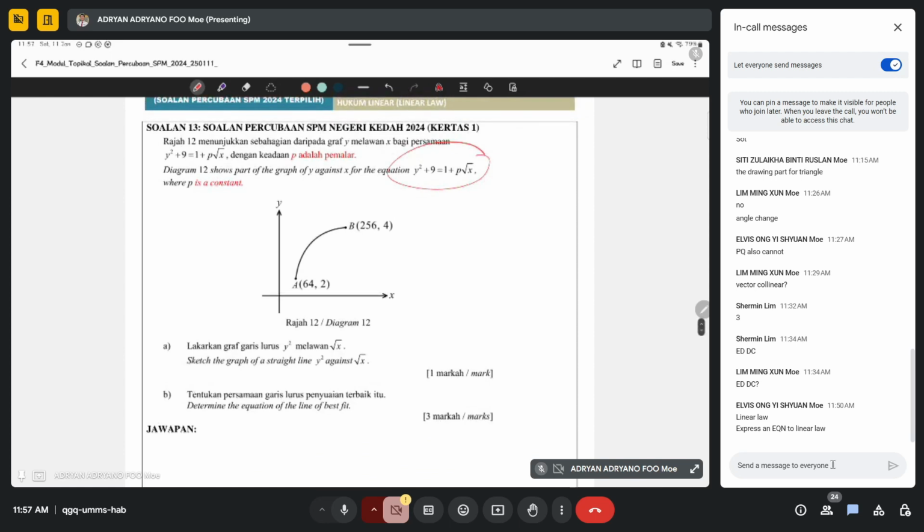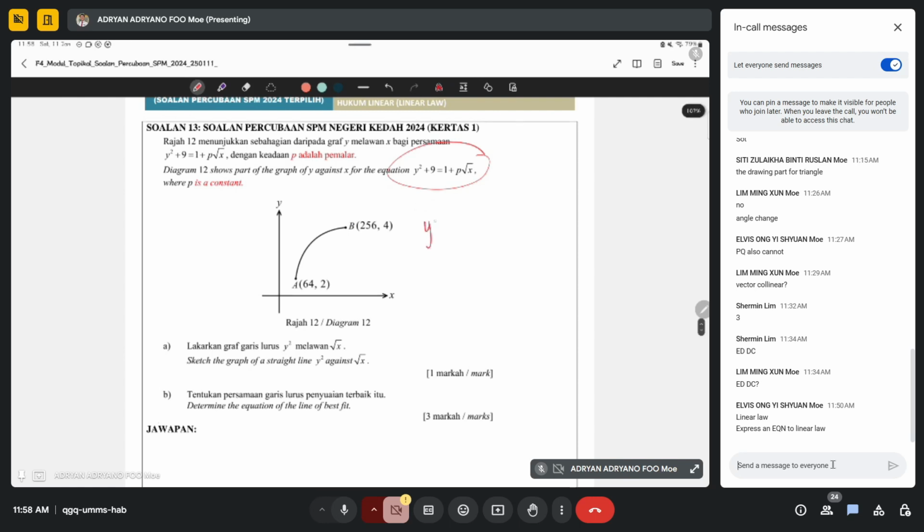Sketch the graph of straight line y square against set x. Okay, determine the equation of the line of best fit. Okay, so how do you do this? 他给你的是 graph for 那个 equation. Okay, 他叫你 sketch a straight line y square against set x. So what do you do?